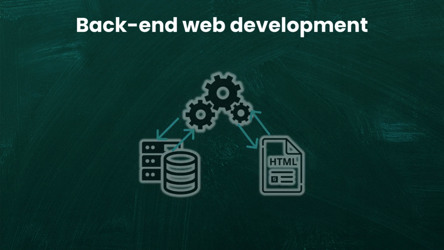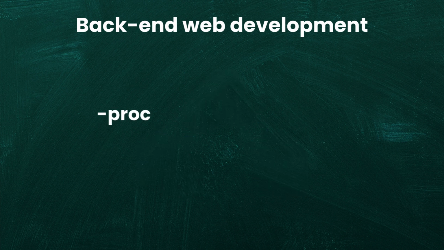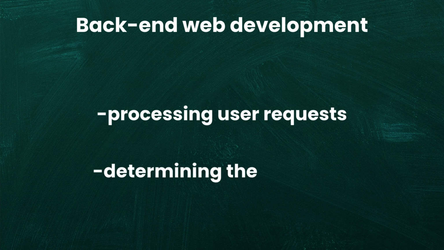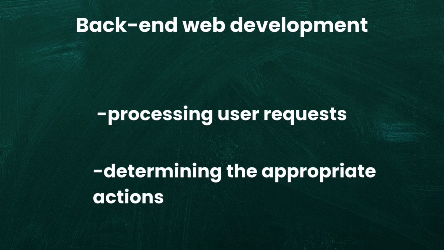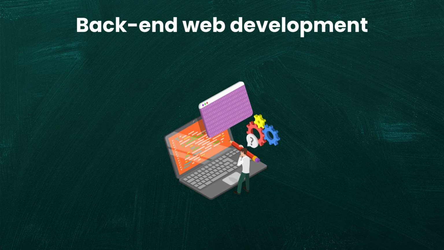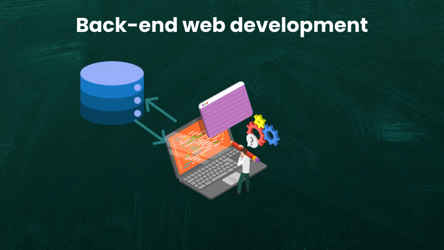Backend web development refers to the part of a website or application that operates behind the scenes, ensuring everything functions correctly. It involves processing user requests, such as when you submit a form or click a button, and determining the appropriate actions based on the input provided. This logic is handled in the backend of every application. Depending on the request received, the backend may also need to interact with a database to manage the application data.